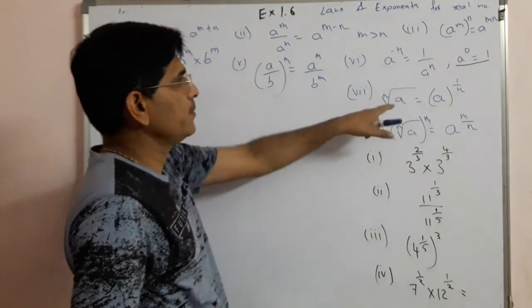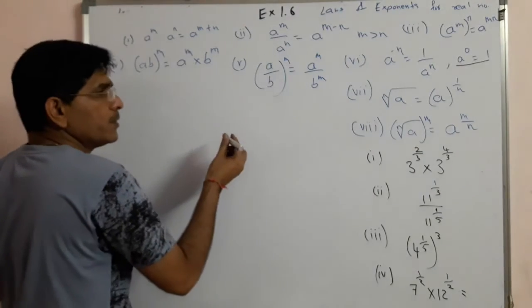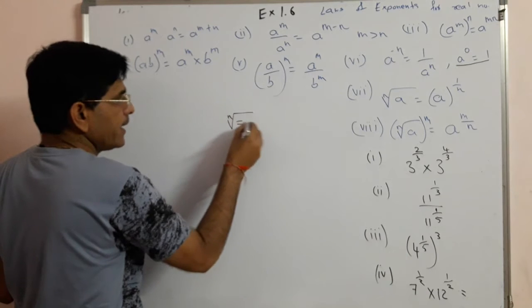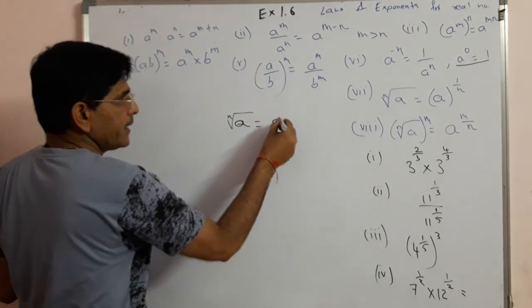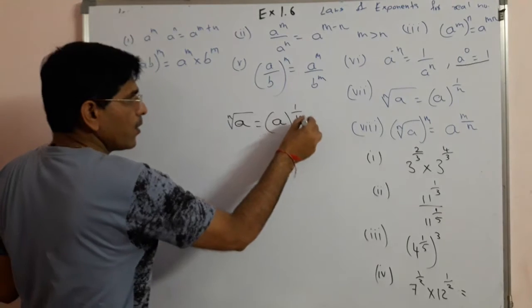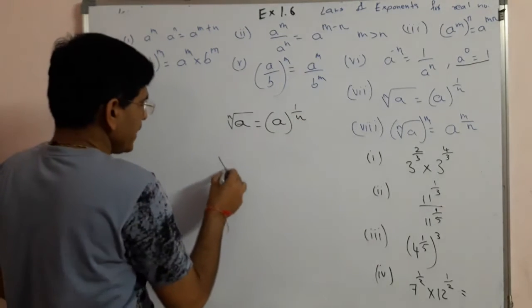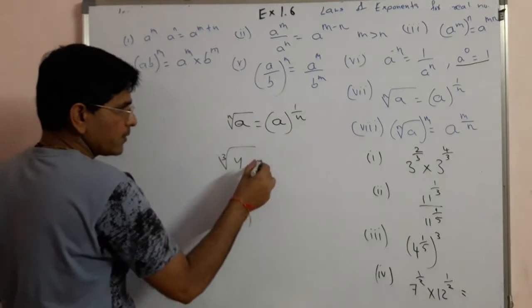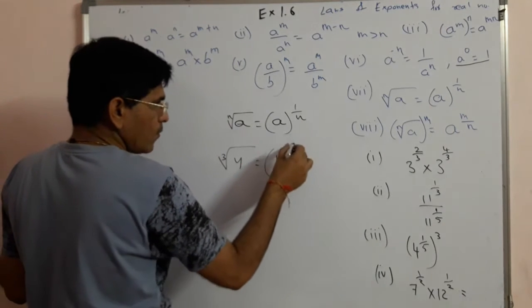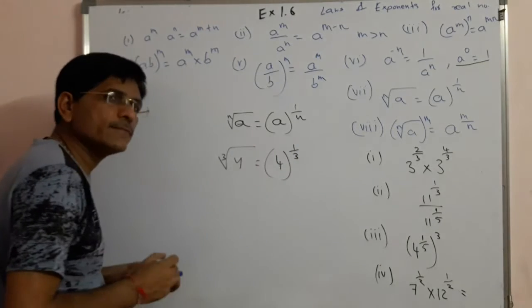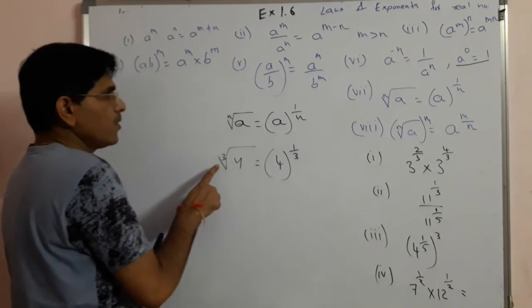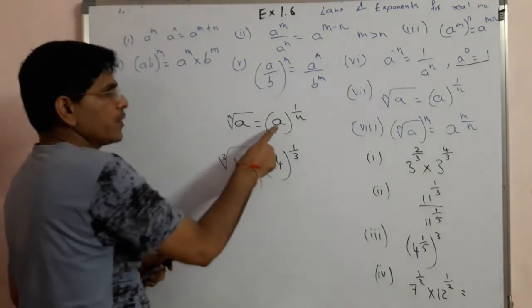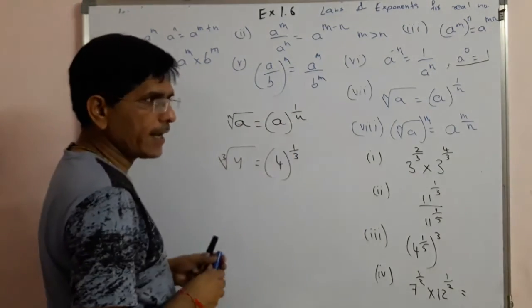Now these are all important for square root and cube root. So when you are writing the nth root of a, what do I have to write? a to the power 1 upon n. If I write the cube root of 4, then what do I have to write? 4 to the power 1 by 3. Why? Because n is 3 here, and a is 4. So a to the power 1 by n.